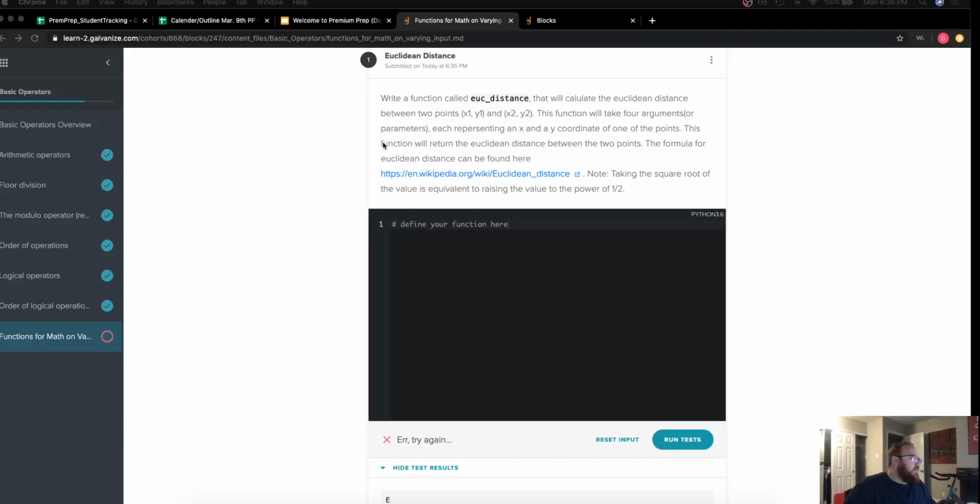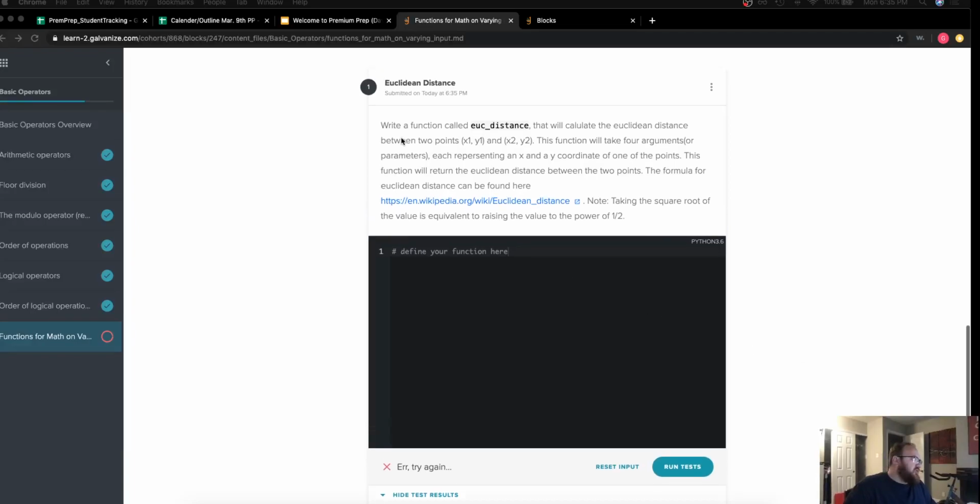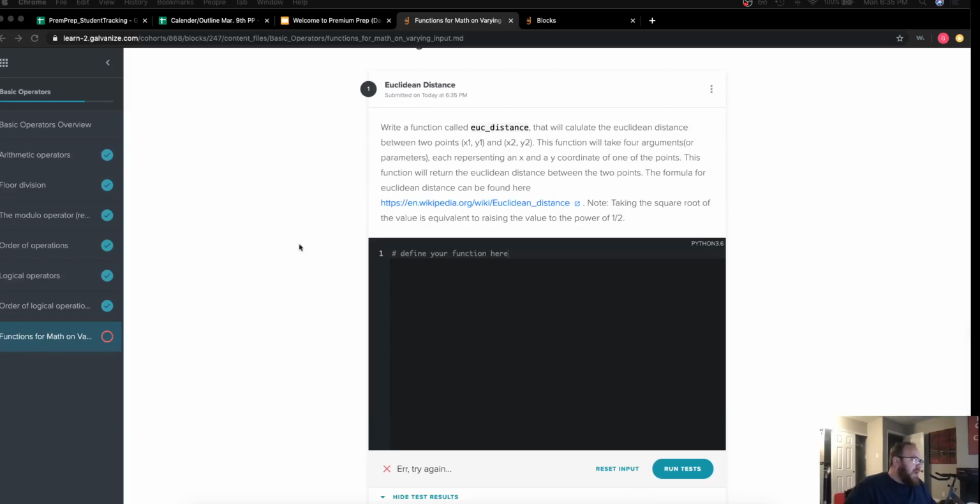Hey, all, we're working on a solution to a challenge, functions for math on variable inputs. We're told to write a function called euc_distance that'll calculate the Euclidean distance between 2 points. We're calling the first point's coordinates x1 and y1. The second point has coordinates x2 and y2.